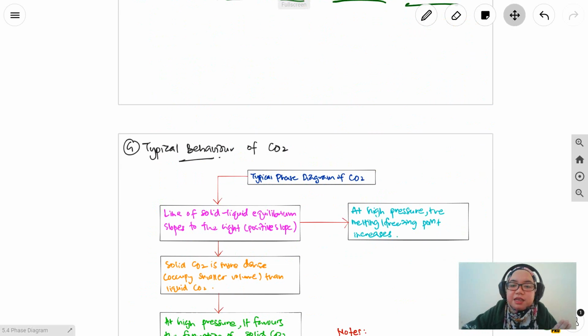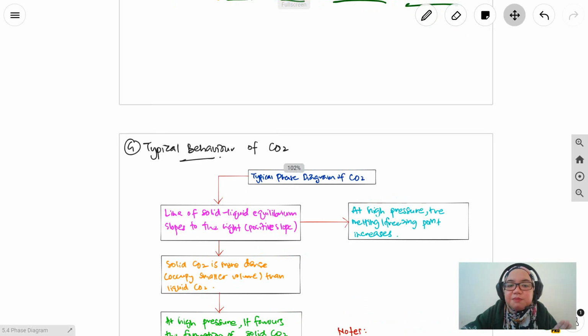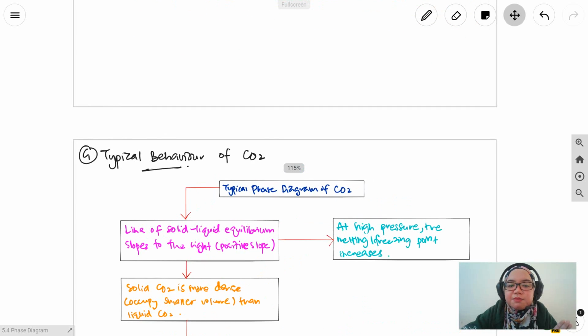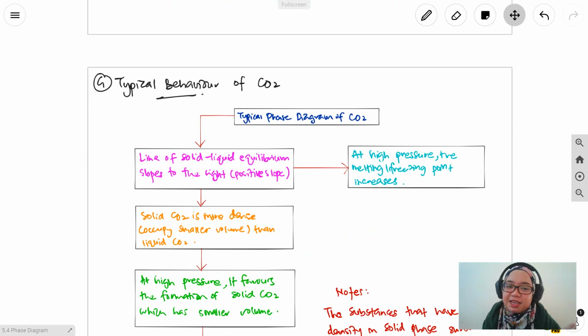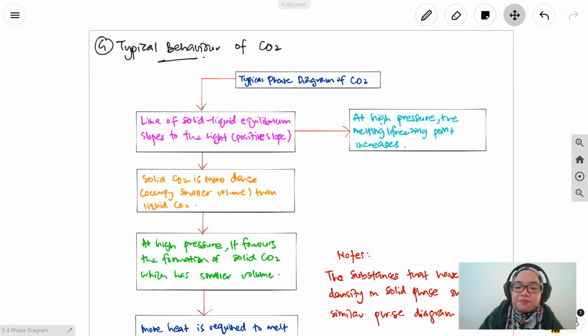So now kita nak explain pula tentang typical behavior of carbon dioxide. Tadi anomalous behavior of carbon dioxide, anomalous behavior of water. Sekarang kita tengok yang typical behavior. Maksudnya ini adalah typical phase diagram lah. Okay, so kalau kita tengok kat sini.